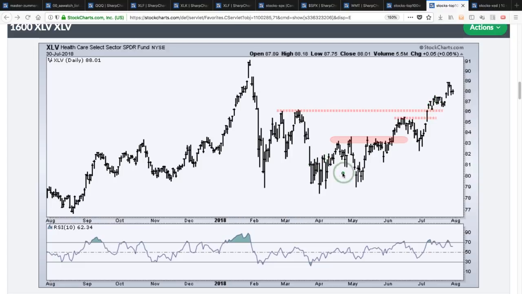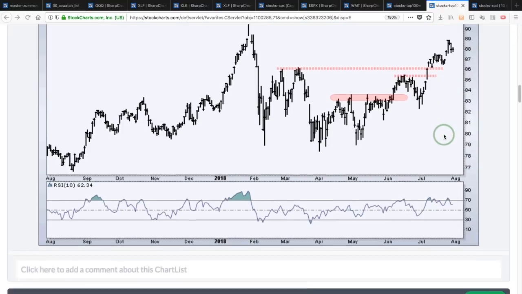So this is one of the stronger sectors when you look at where it is right now relative to these February, March highs and to this June high, because it's still above them. And so it is showing some leadership. Now let's look at some of the stocks within the sector.